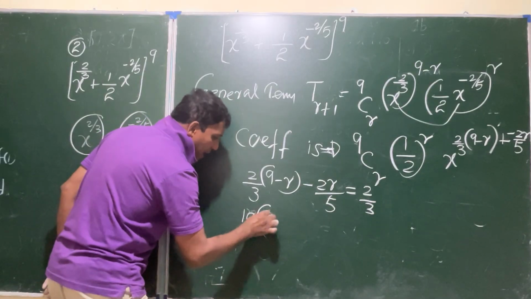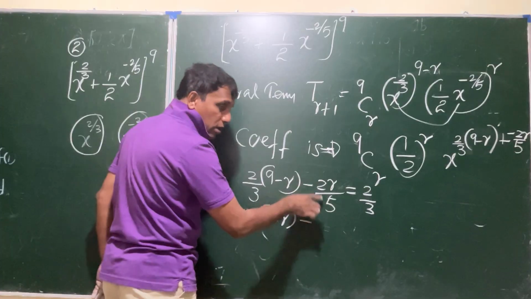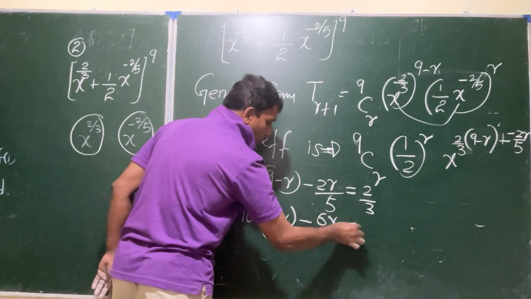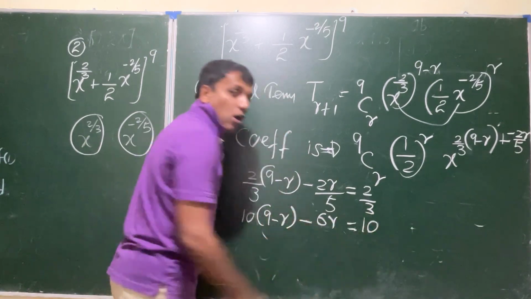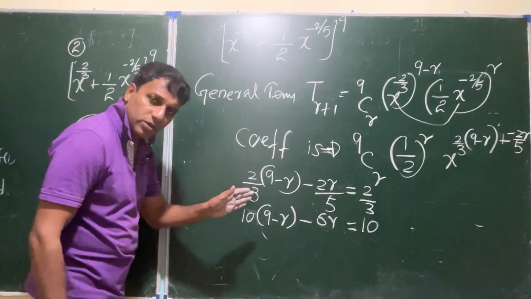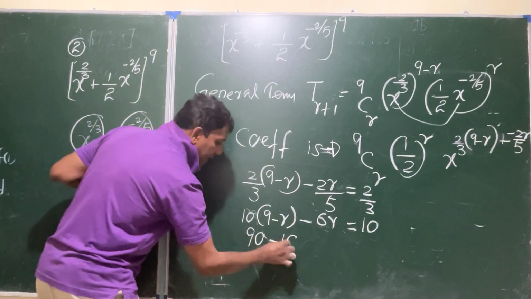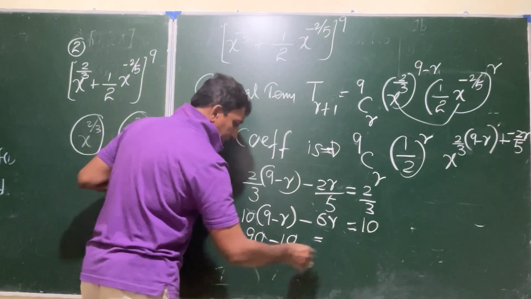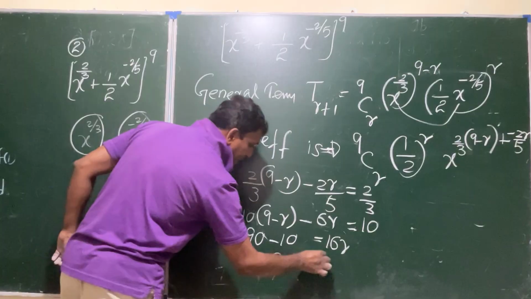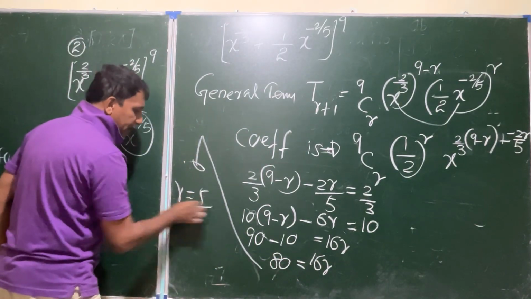10 into 9 minus r. Okay, multiply by 15, 5. Multiply by 15, then 3, 6r. Multiply by 15, 10. Okay, all these terms multiplied by 15 everywhere. Now simplify. 90 minus 10 equals, I think, 80 equals 16r. As a result, no doubt r equals 5, right?